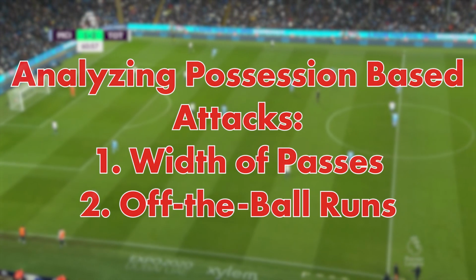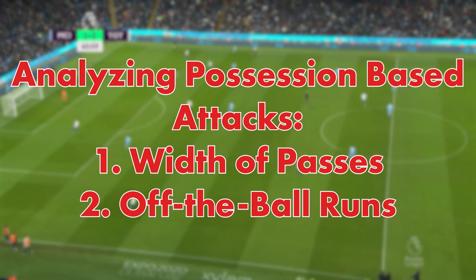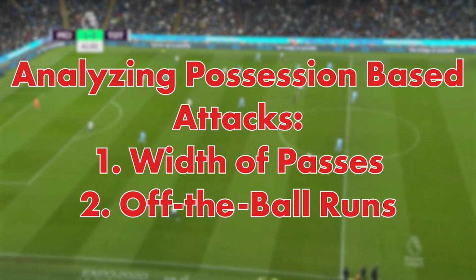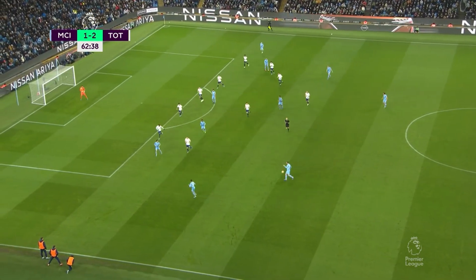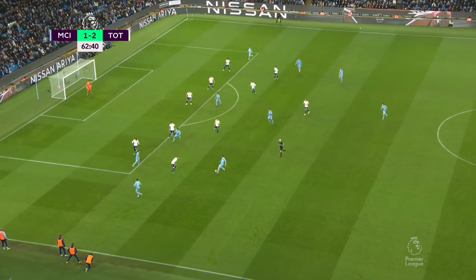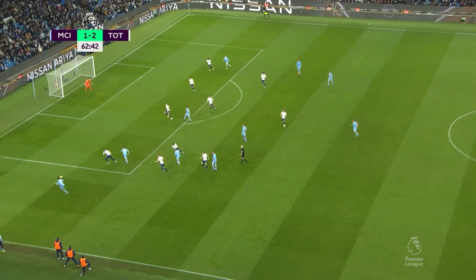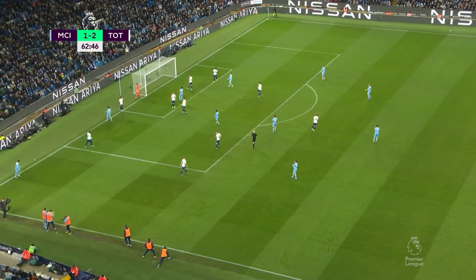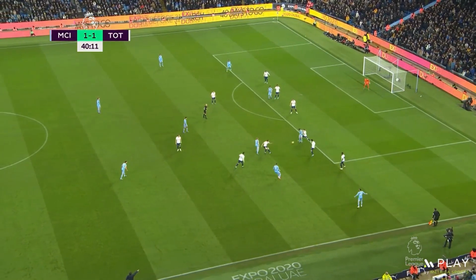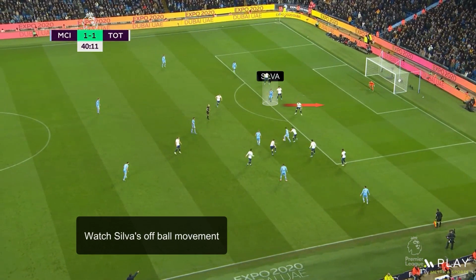When analyzing possession-based football, it's important to look at the width of the passes and off-the-ball runs. Defenses really struggle when teams are able to play the ball from one side to the other, because it causes the defense to shift, which can cause them to get disorganized. City is probably the best team in the world when it comes to switching the field and disorientating defenses. Dummy or off-the-ball runs are when players make runs intending to move defenders and open up space for their teammates.